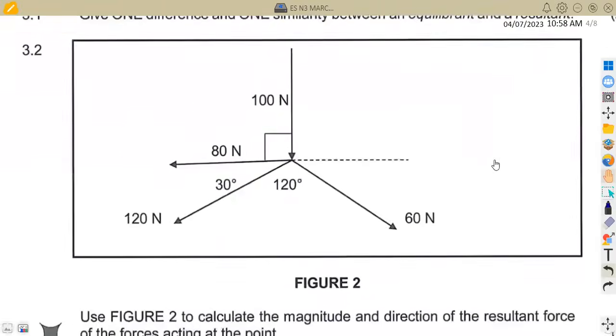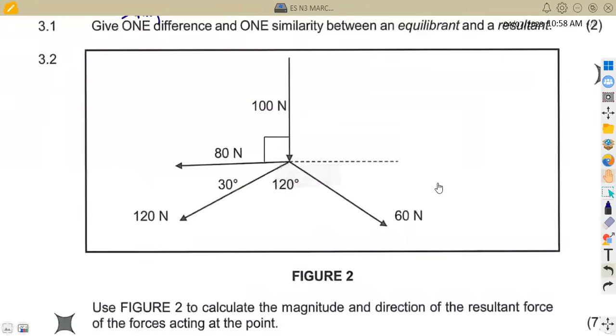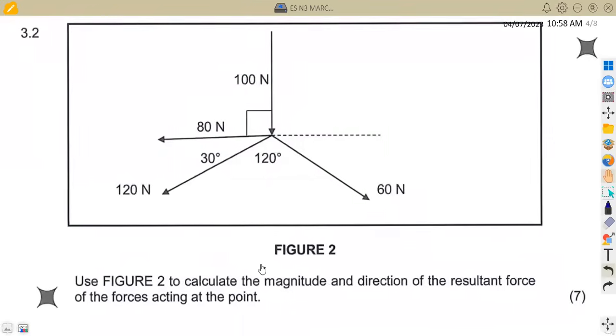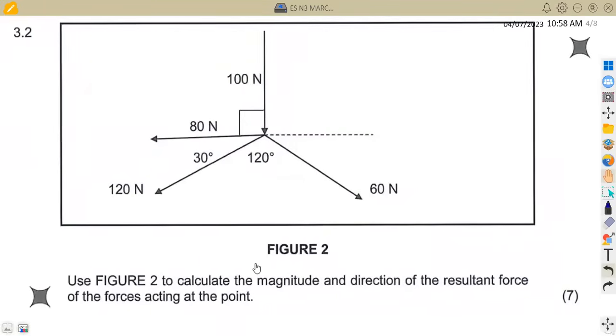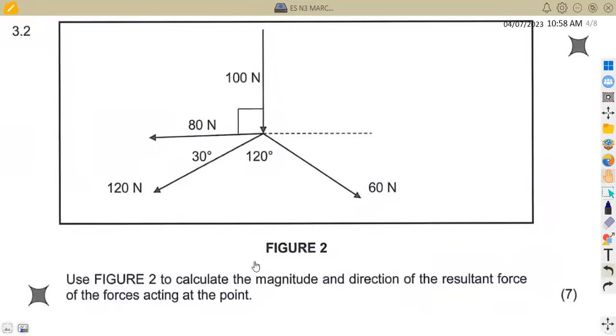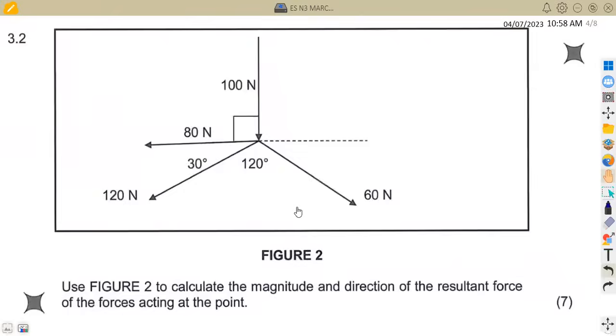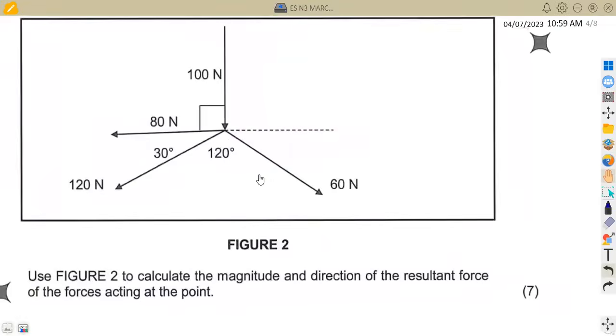Then 3.2, we are now given forces which are acting at a point, which is this point here. Then calculate the magnitude and direction of the resultant force of the forces acting at a point, that's 7 marks. Okay, so if we check, guys, on our diagram, the only thing that we can take into consideration here is the 110 Newton.